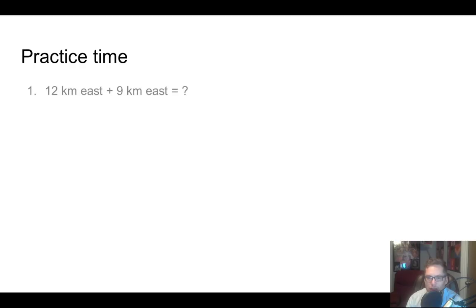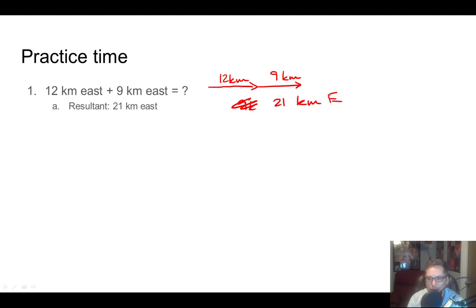So practice time. Let's do this. We've got 12 kilometers east plus 9 kilometers east. Well, this is very similar to the car. We go 12 kilometers east, 9 kilometers east. I didn't do a great job making these different sizes. So our resultant would have to be 21 kilometers east. Did we get it right? You betcha. 21 kilometers east.